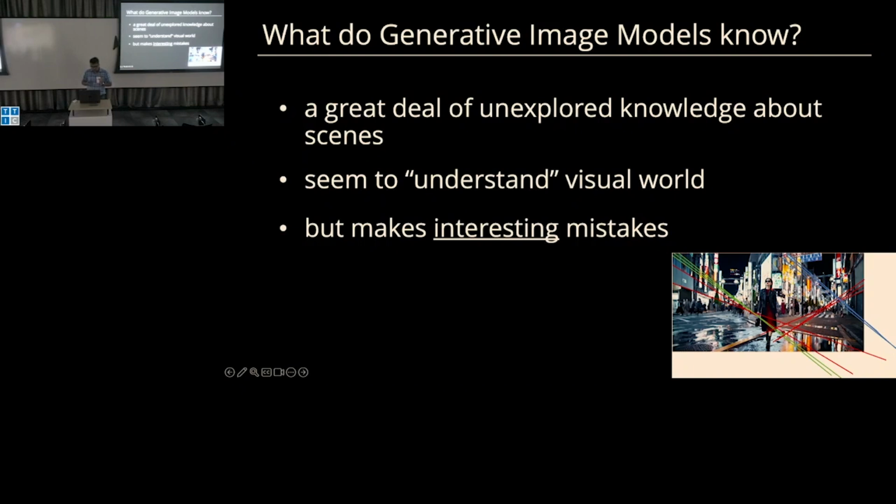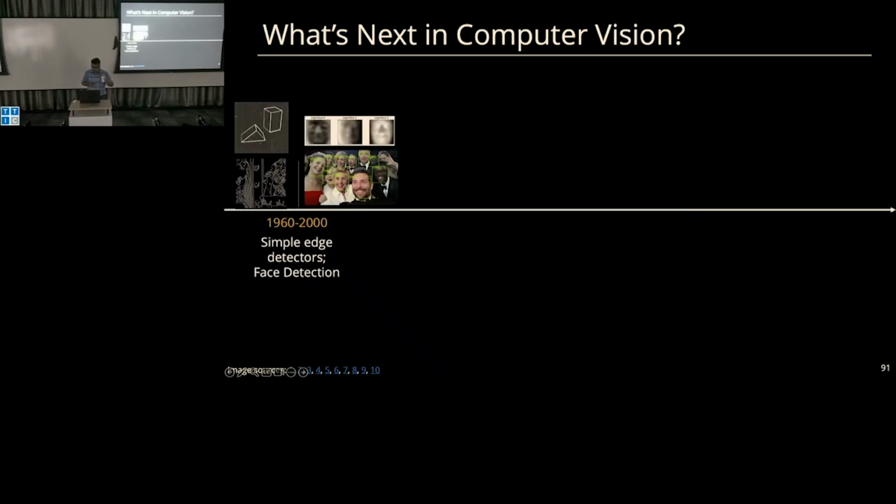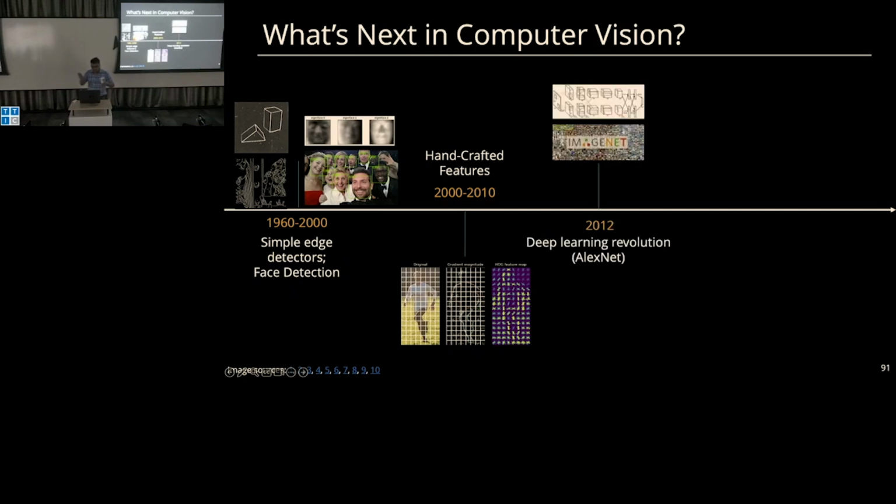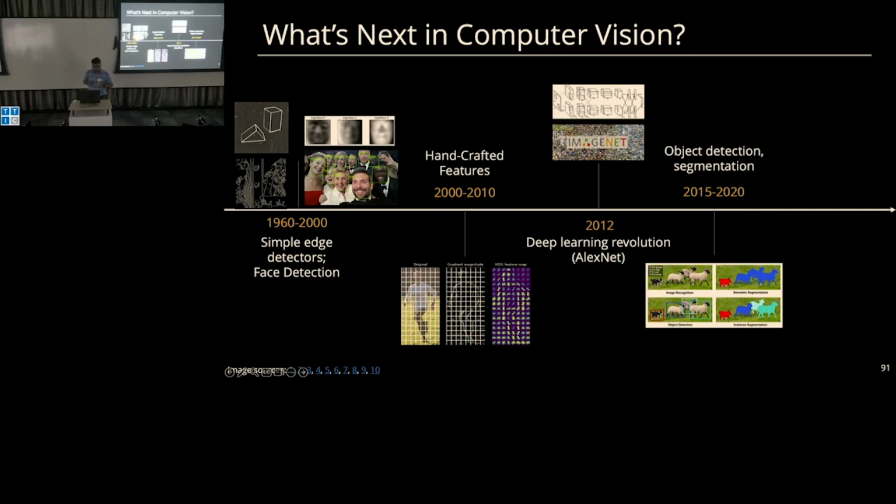So what's next in computer vision? We know that this generative model seems to know a lot about it. If we see the progress in computer vision over the years, from 1960 to 2000, what we had was simple edge detectors and face detection models that seemed to work really well. From 2000 to 2010, we had handcrafted features which we used for detection. Then in 2012, we had the deep learning revolution. Ever since, several models seem to have hit the benchmark where things have saturated, like object detection and segmentation.